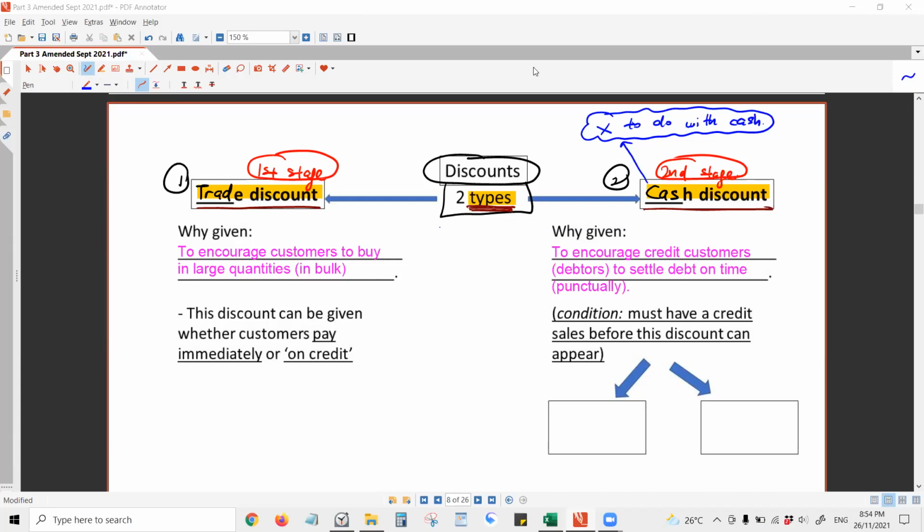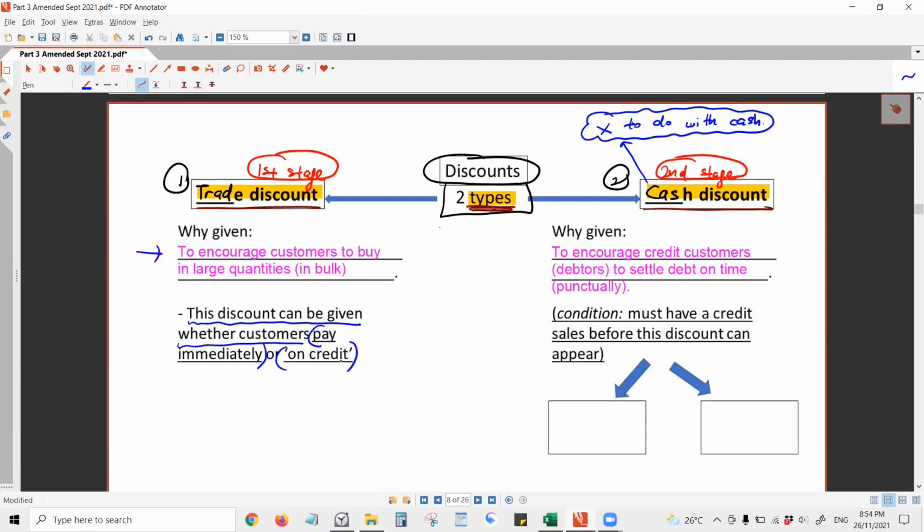Continue. So trade discount, I think this line is easy to understand. When customers buy in large quantities, you give them trade discount. And this, you see, it says this discount can be given whether customers pay on the spot or they buy on credit. You know the difference, right?